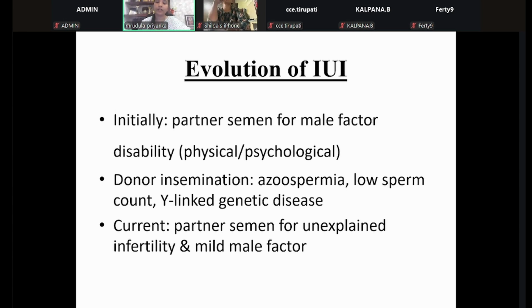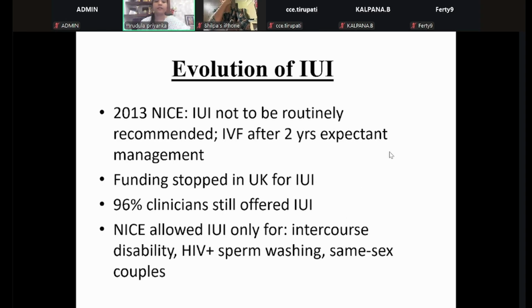And then later on, now we are doing it for all mild male factor infertility and unexplained infertility also. We offer IUI treatment. Then, when clinicians were nicely doing IUIs in their OPD, there came the NICE guidelines in 2013, which recommended that IUI not be routinely recommended. What they recommended is 2 years of expectant management, and when the couples don't conceive, then do IVF.